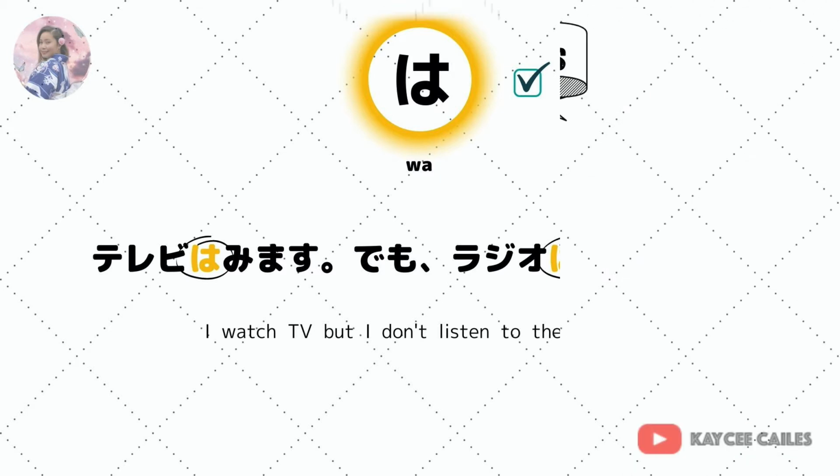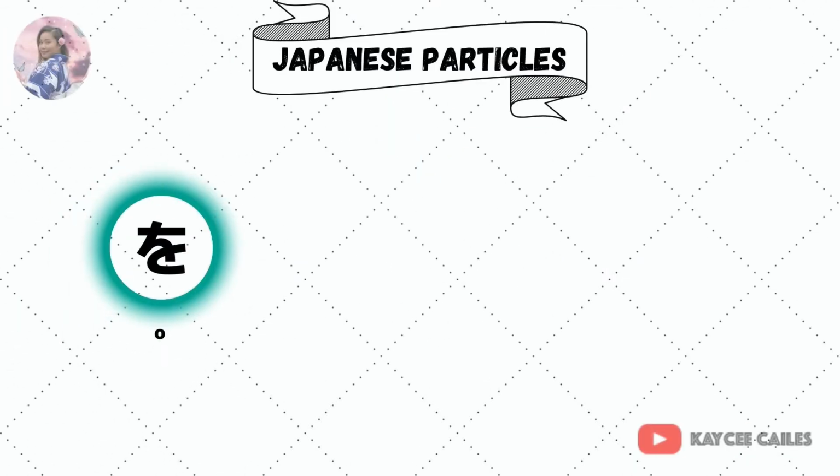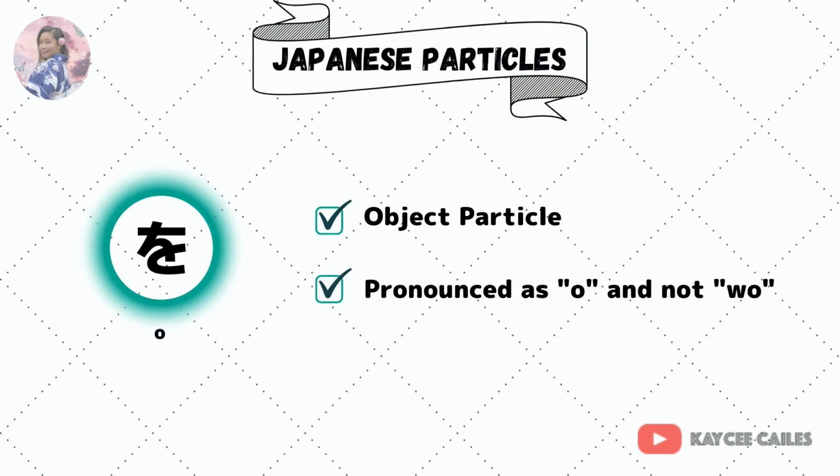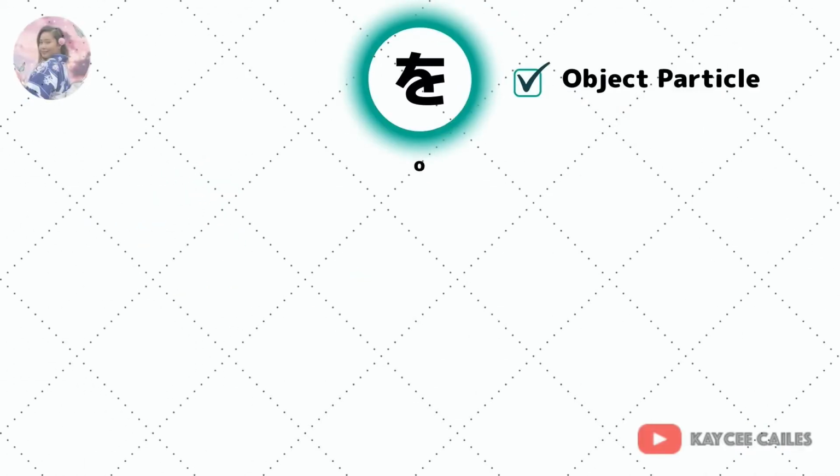Second particle on the list is o. O is the object particle which actually comes after the direct object of an action. It is also pronounced as o and not wo, as discussed during our hiragana lesson. Let's see the following example for o as the object particle.